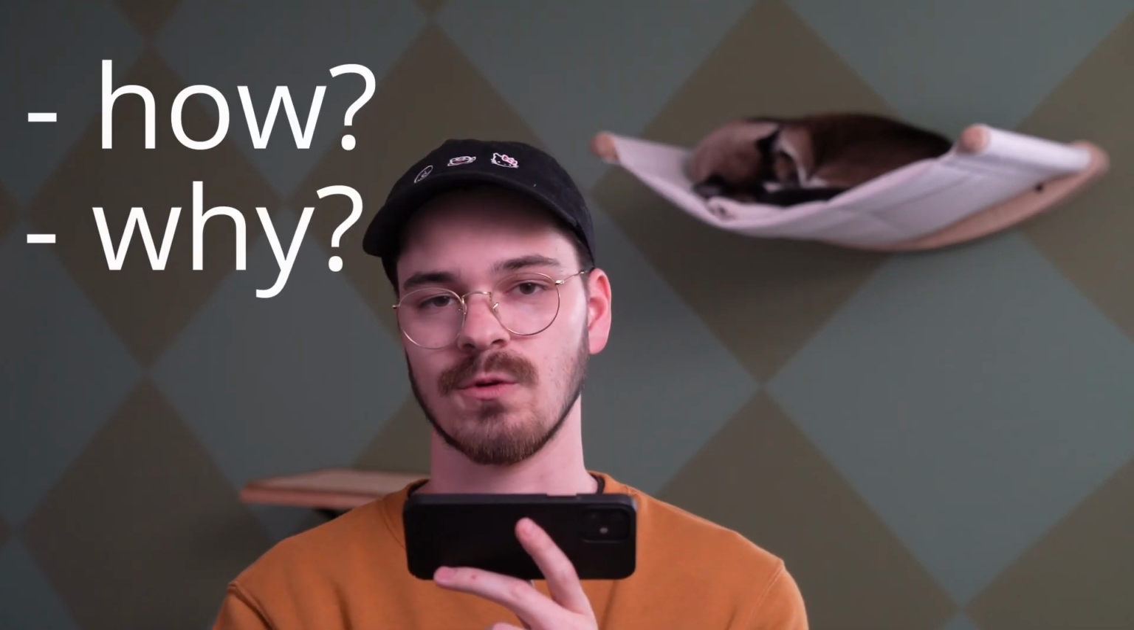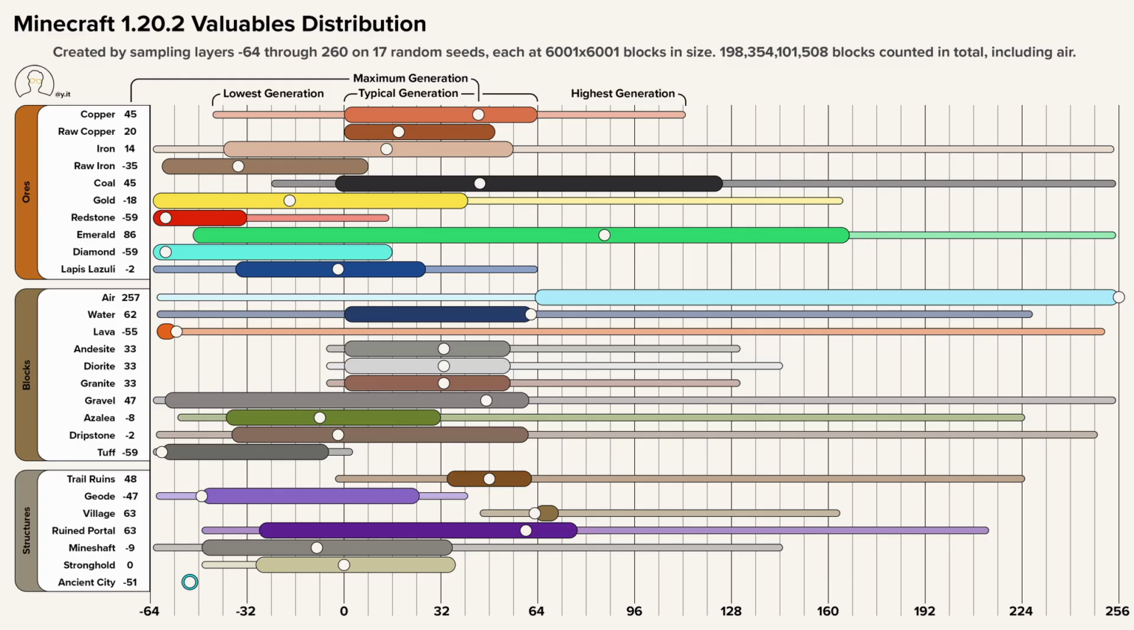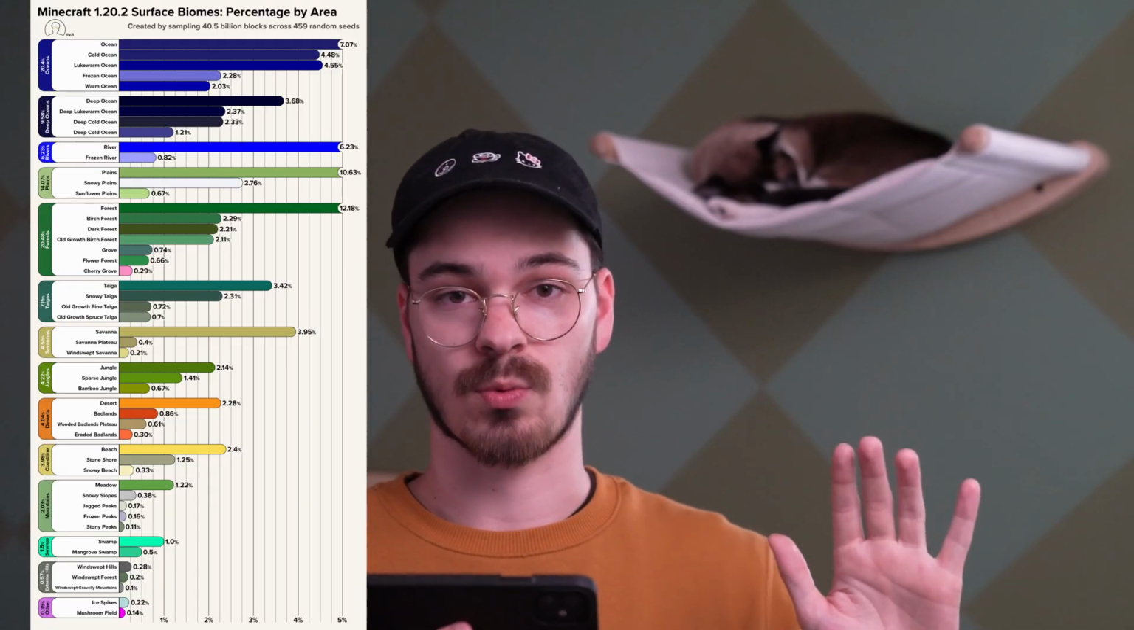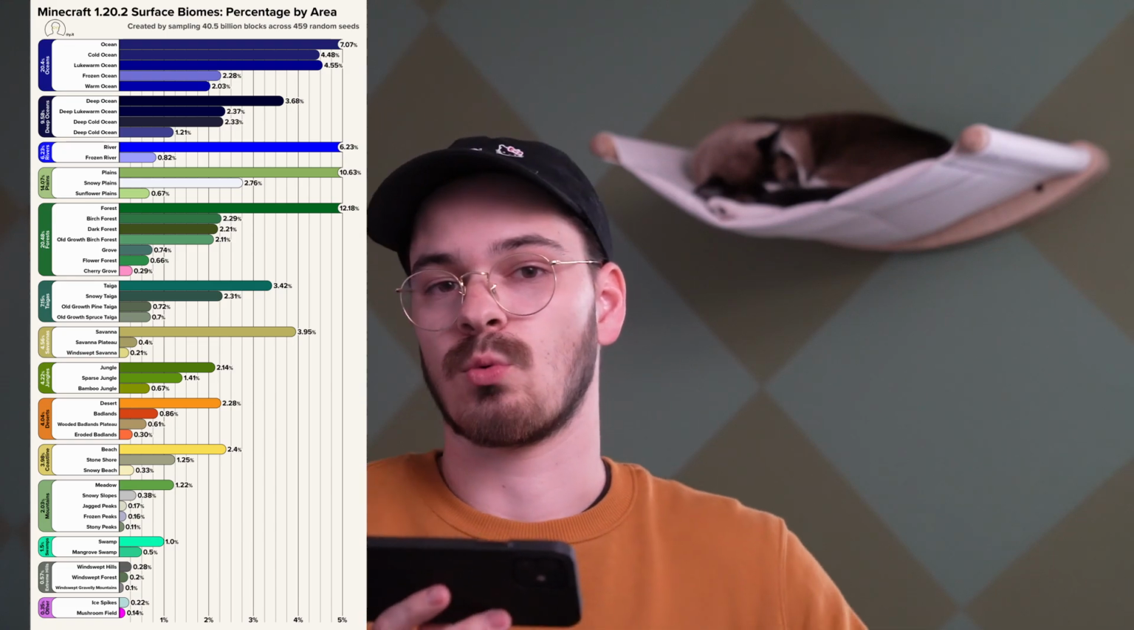Good afternoon, gamers. I made a couple charts for Minecraft. I want to talk about how I made them, why I made them, and we can take a look at some of the cool results from all of the data. The first chart is the ore distribution graph. It shows ores, various blocks, and also structures and where you can find them throughout all the different layers of a world. And then I also made a biome percentages graph, which tells you how much each biome makes up your world.